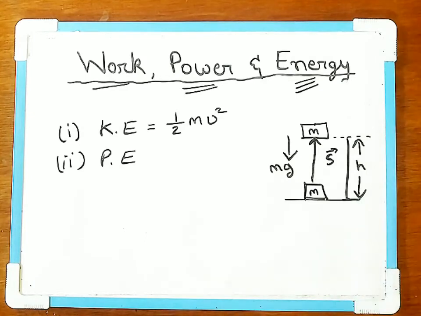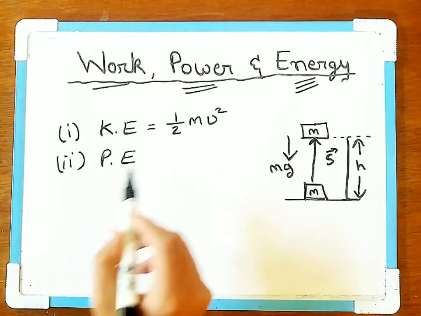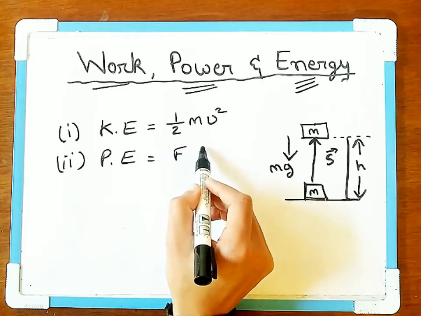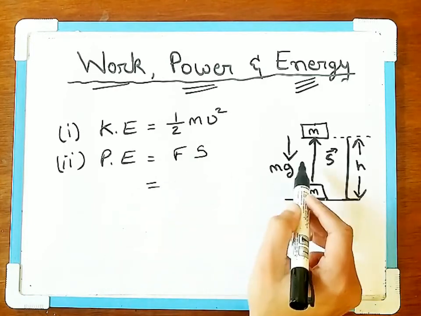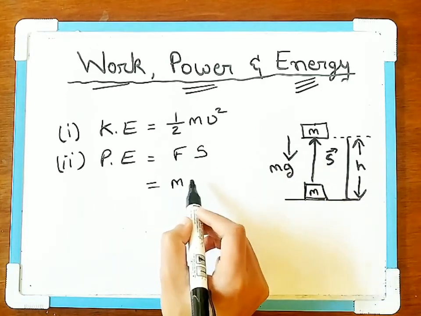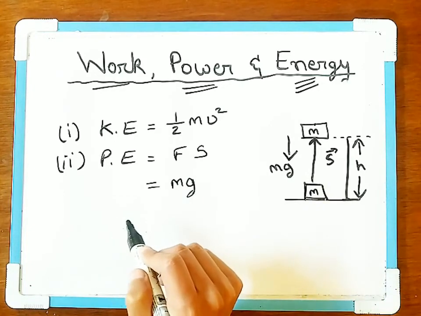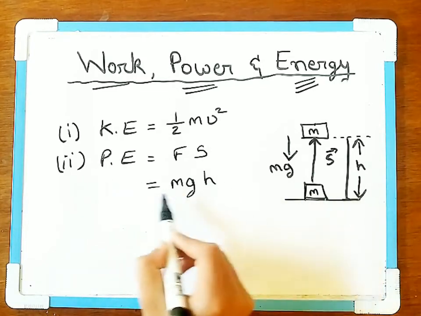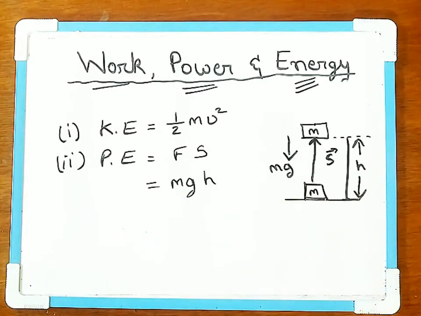So if you stop applying the force in the upward direction, this object will fall to the ground through a displacement h. The potential energy is given as force into displacement, simply the product of force and displacement. In this case the force is mg, mass into acceleration, where g is the acceleration due to gravity, and the magnitude of the displacement is h. So we have the potential energy PE equal to mgh. Remember, potential energy arises if work is done against an opposing force. If there is no opposing force, then the potential energy will not arise.